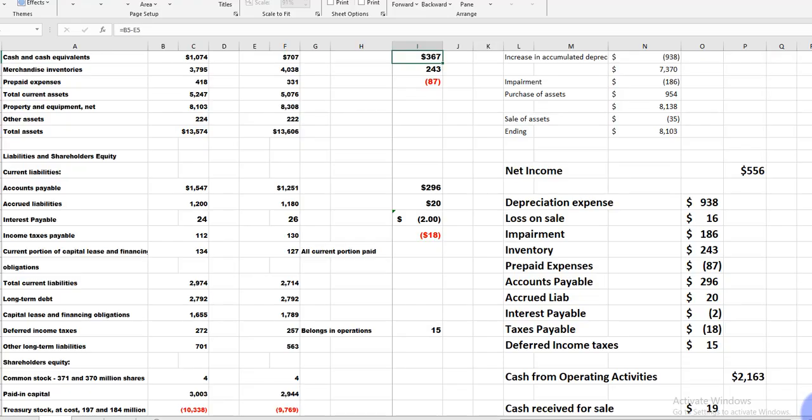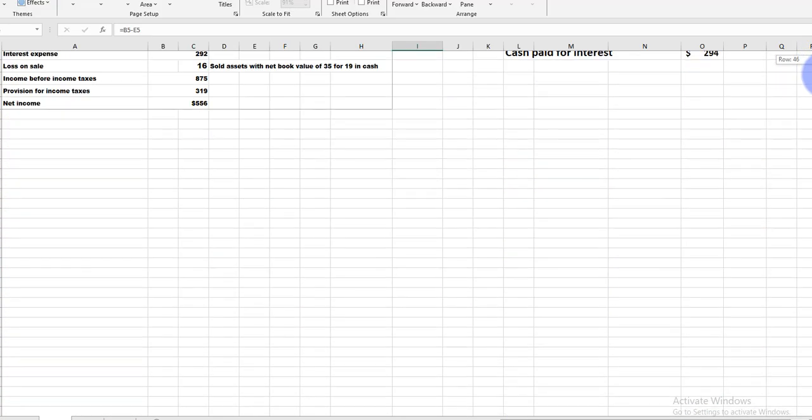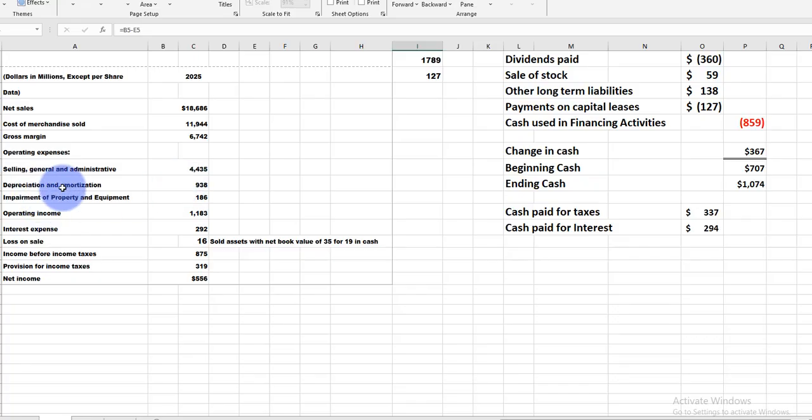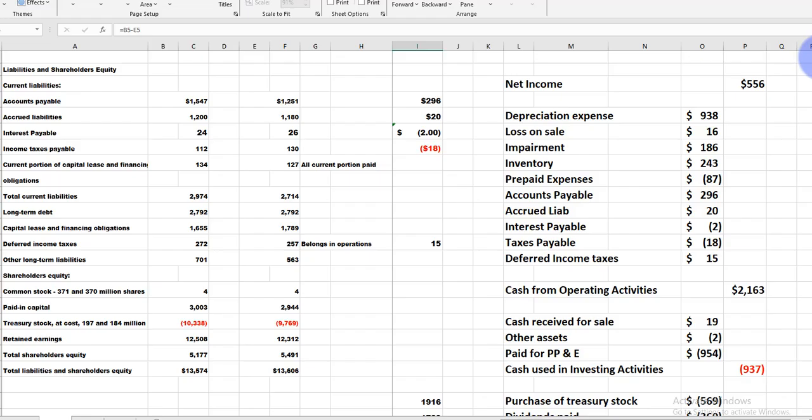Then we add back non-cash expenses. So we find depreciation and amortization. We could have named it that. I think it's both on the income statement. Now, sometimes it'll be separate, and so we'd have two, but depreciation expense added. All right.